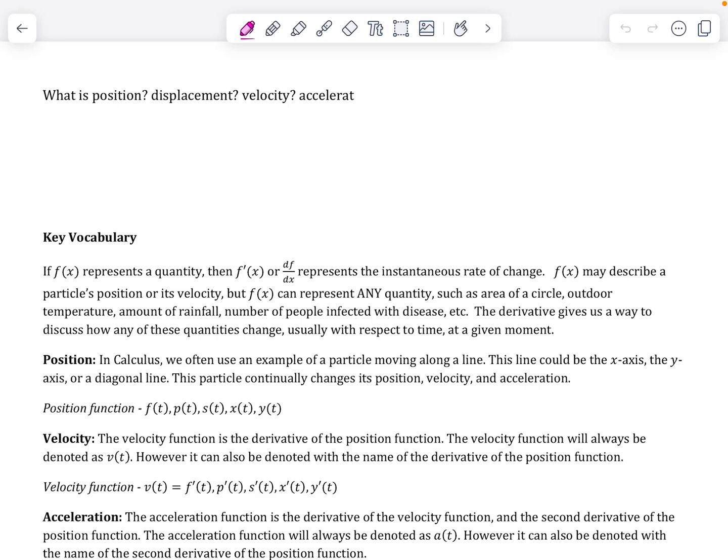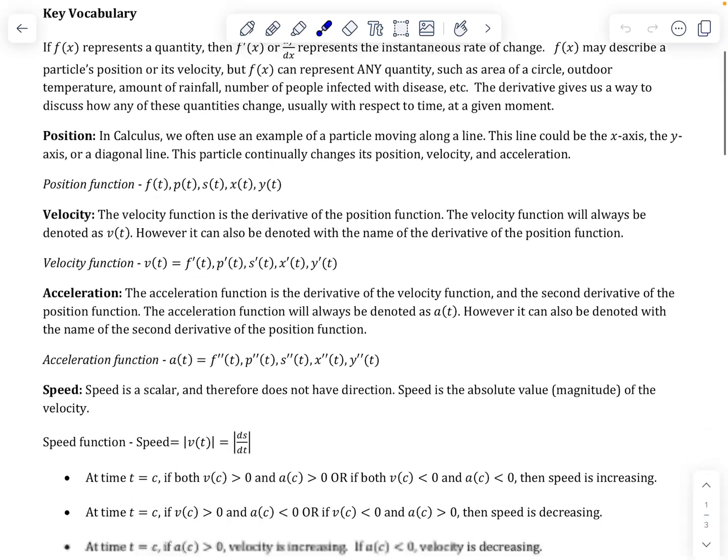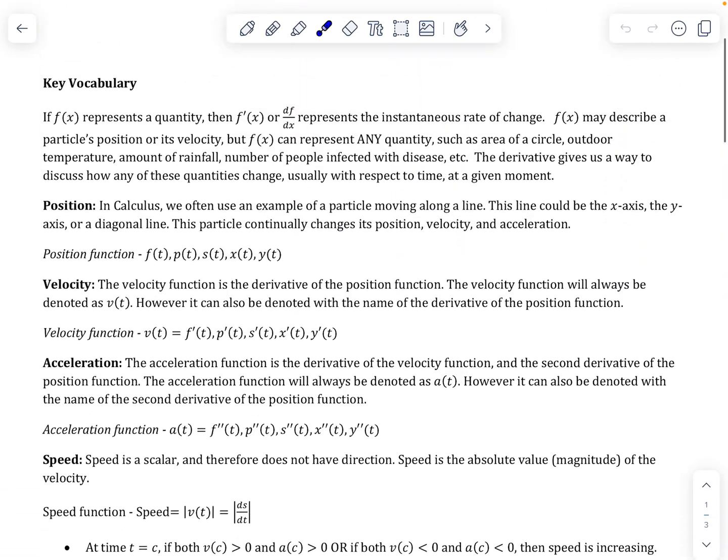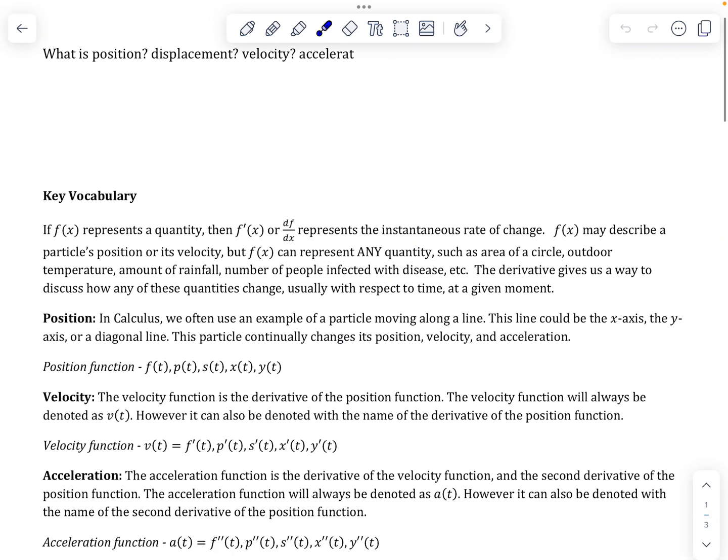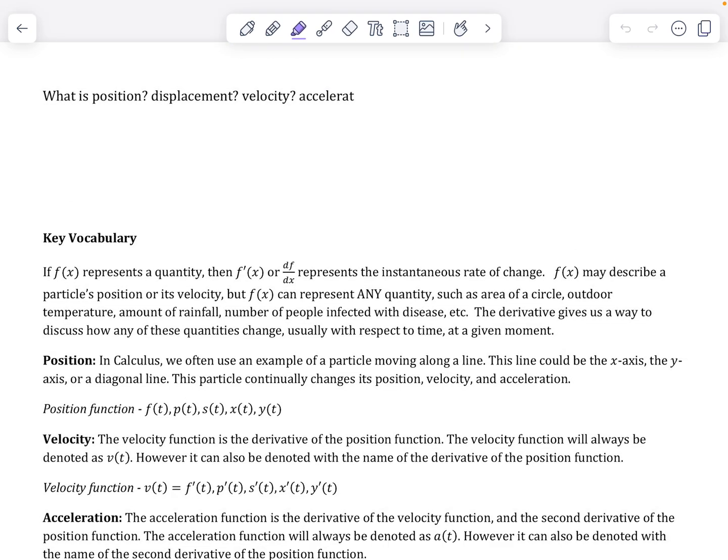Okay, so we're going to start talking about applications of derivatives in this little video here. We're going to start with some key vocabulary and go through this whole thing. This looks a little scary, so don't panic. I'm going to go through it kind of quick and just give you the main points of it, right? What we're essentially talking about vocabulary-wise is position, displacement, velocity, and acceleration, all right?